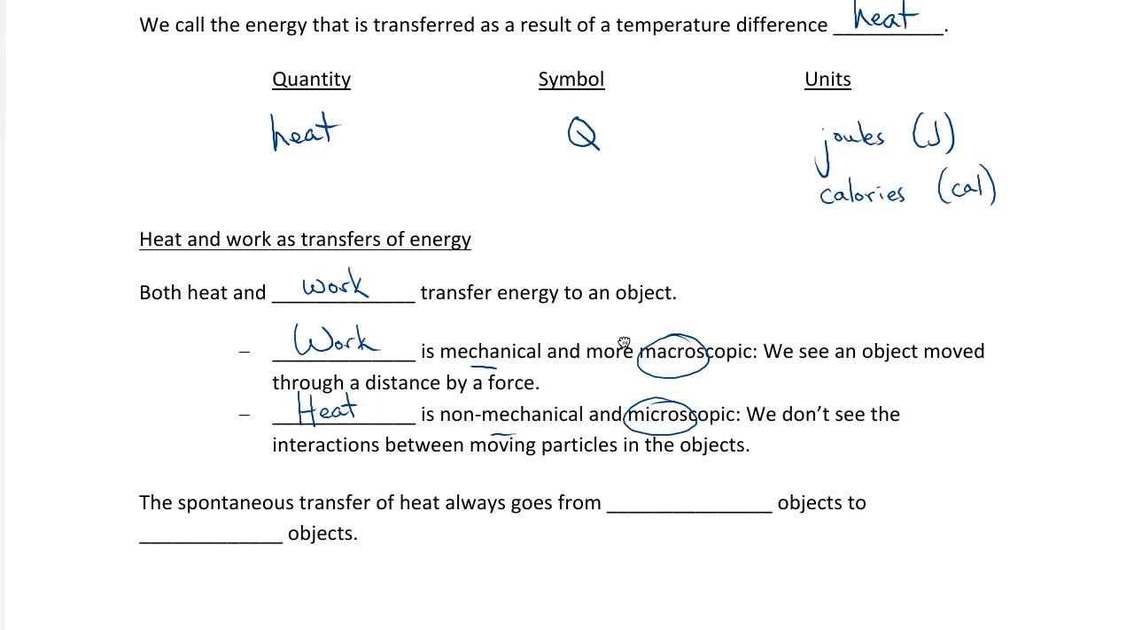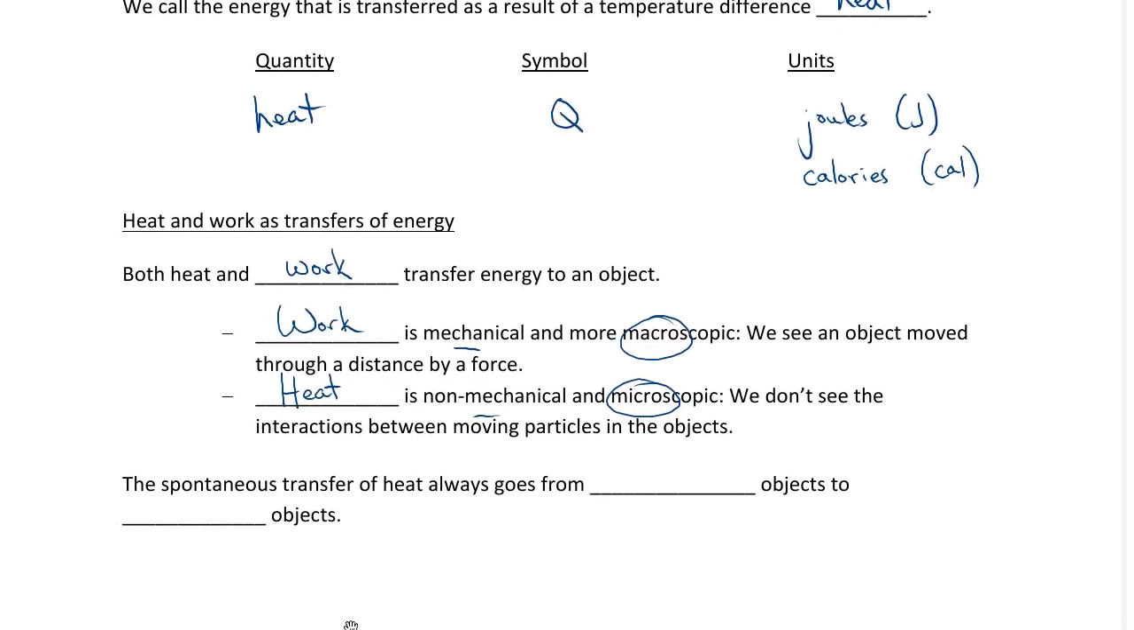So both heat and work transfer energy to an object. Again, heat is non-mechanical and microscopic. When we study thermodynamics, we will look at the interactions between these two much more closely. Now, as we've said, the spontaneous transfer of heat always goes from hotter objects to colder objects. It will never go the opposite way spontaneously. If we want to transfer energy from colder objects to hotter objects, like we do in a refrigerator, we have to do work. We have to put in energy.